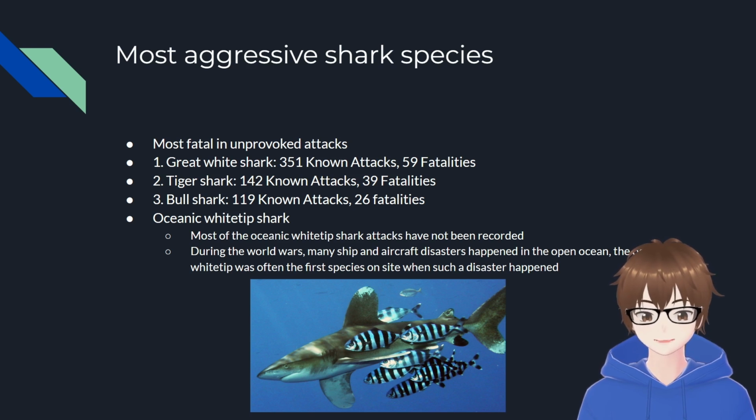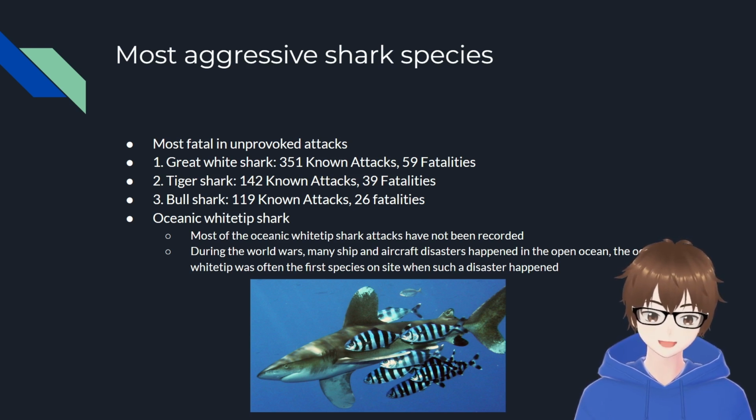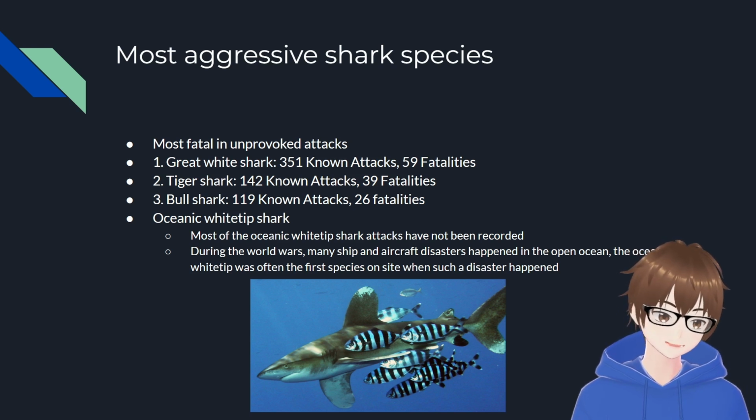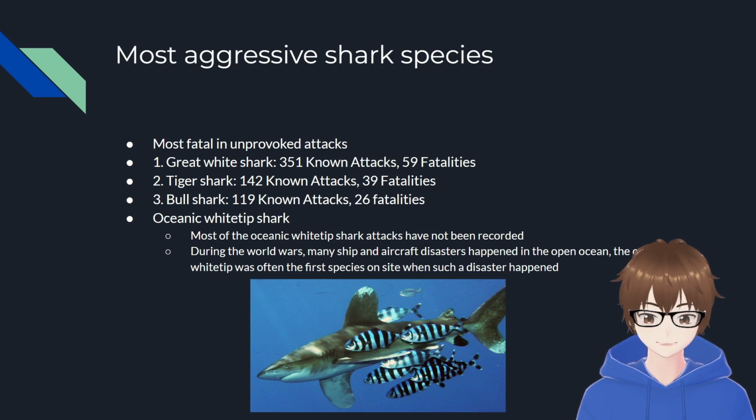But I also wanted to add in there the oceanic white-tip shark, because even though it's not listed as a most aggressive or most dangerous shark species, most of the attacks it has made have not been recorded. Quite a few attacks happened during the World Wars, when many ships and aircraft disasters happened in the open ocean, and the oceanic white-tip shark was often the first species on site when such a disaster happened. Anytime a ship would go down, there are many different stories about oceanic white-tip sharks being there waiting, and whenever the ship went down, they would just start attacking people. Since most of these are not recorded, it's not really added into this most fatal or unprovoked attacks. But that's just something you might want to keep in mind.